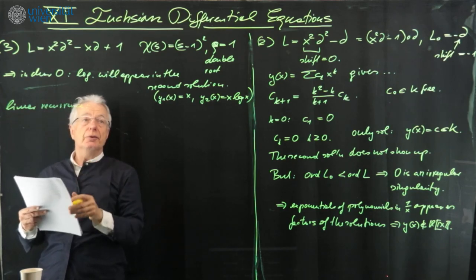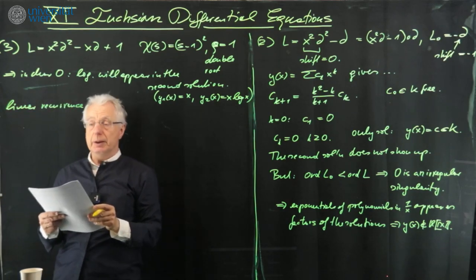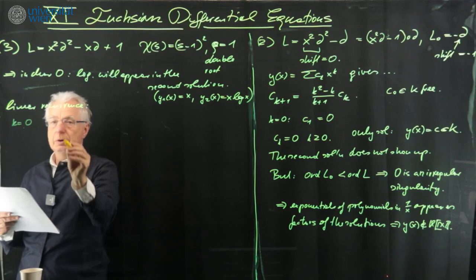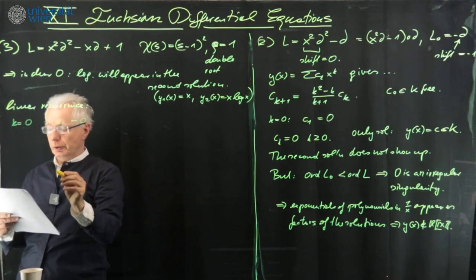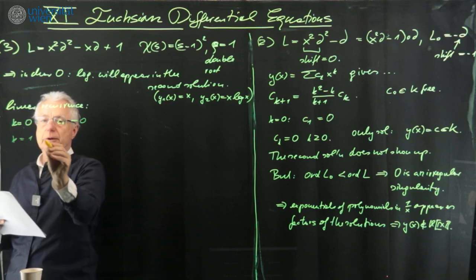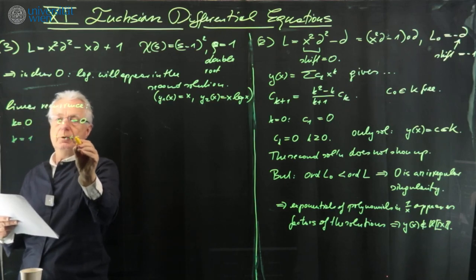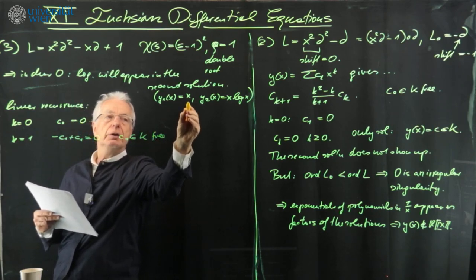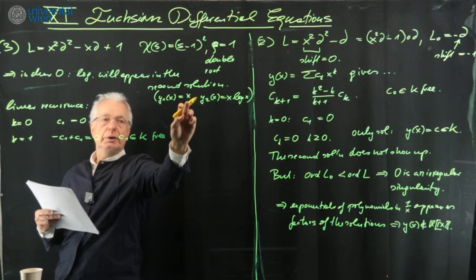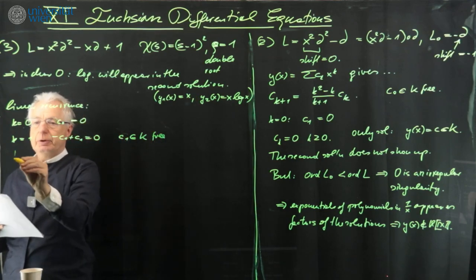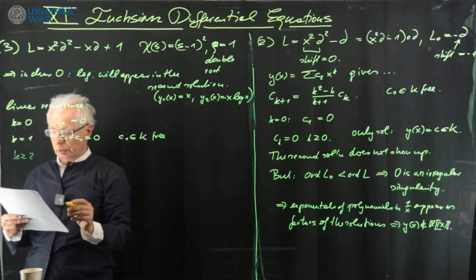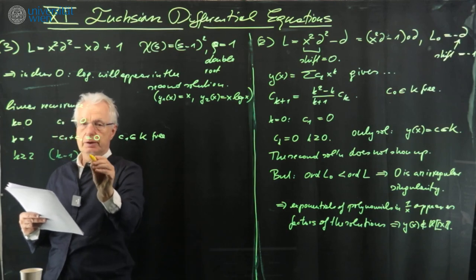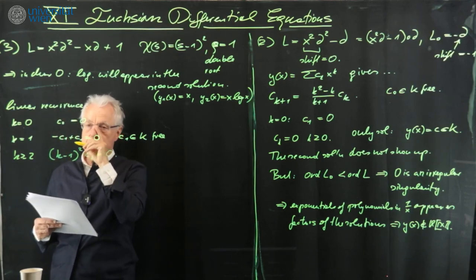So I did not compute in this example the p-curvature, but you are invited to do so. So for k equals 0, we get z0 equals 0, no constant term. K equals 1 will give minus c1 plus c1 equals 0. So c1 is free, corresponding here. Of course, we can multiply this solution with any constant. And for k at least 2, we get (k minus 1) squared ck equals 0.